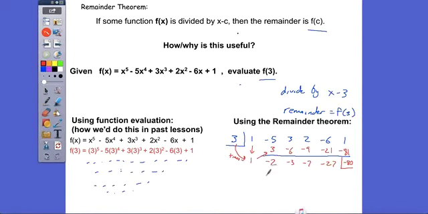Now, what are we trying to find here? The remainder is equal to f of 3. That's what we're looking for. Look at that, there's the remainder. So f of 3 equals negative 80. Boom. Done. Much easier than all this mess. So that's how the remainder theorem can be useful.